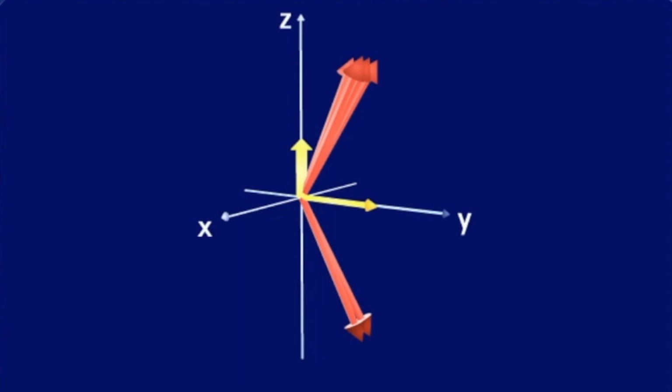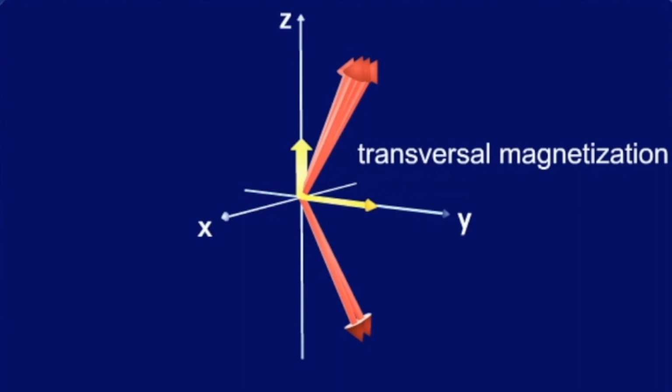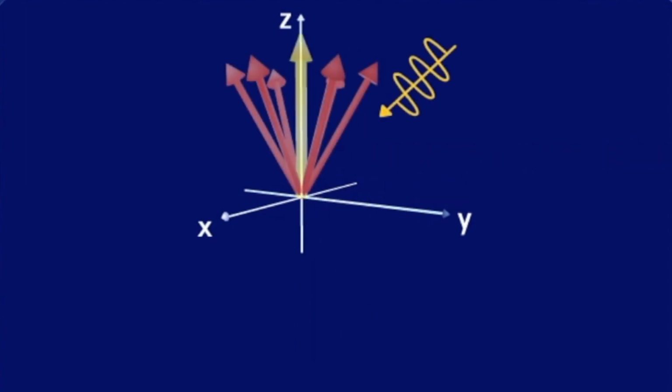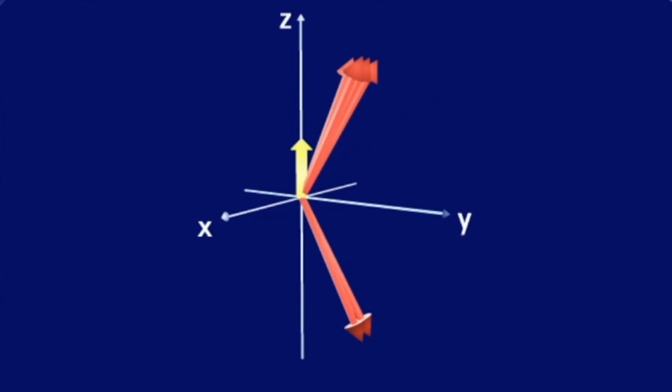This results in a magnetic vector pointing to the side to which the precessing protons point, and this is in a transverse direction. This is why it is called transversal magnetization. In summary, the RF pulse causes longitudinal magnetization to decrease and establishes a new transversal magnetization.